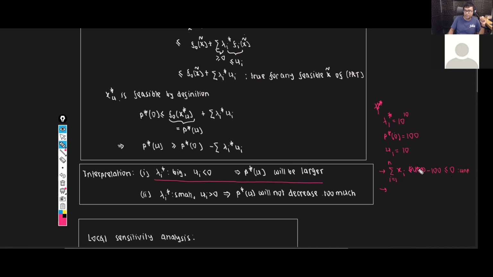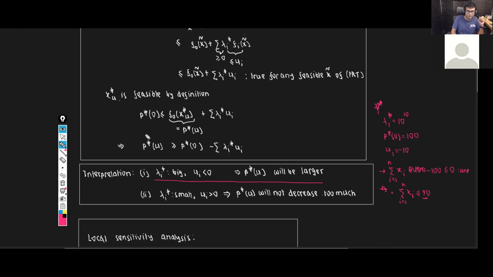The perturbed version would be the sum of xi from 1 to n less than or equal to 100 minus 10. I make it negative because everything else stays the same, except that this budget has gone down a little bit. It was 100 before, and now it's 90.